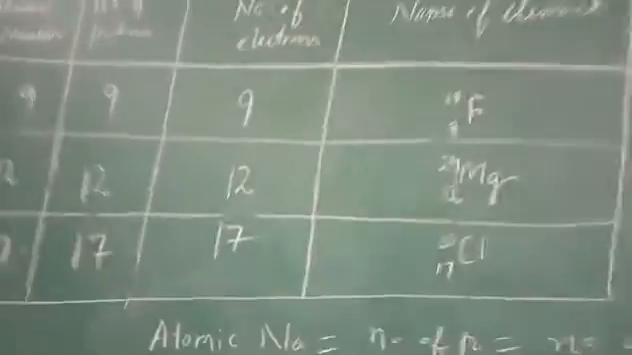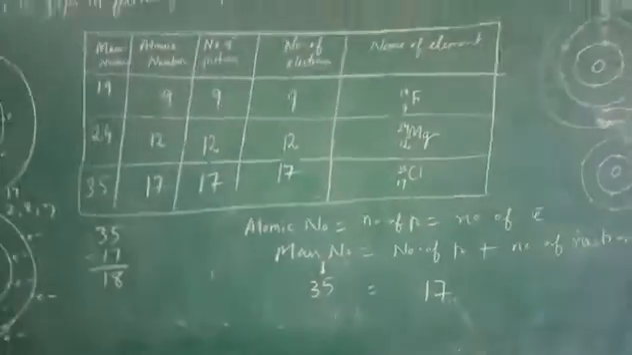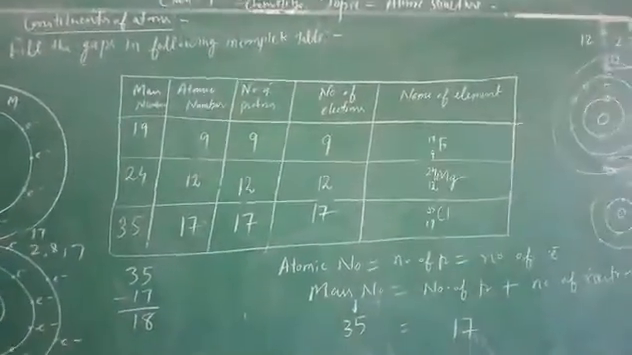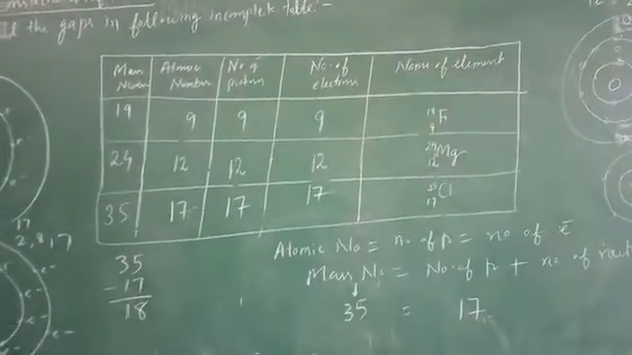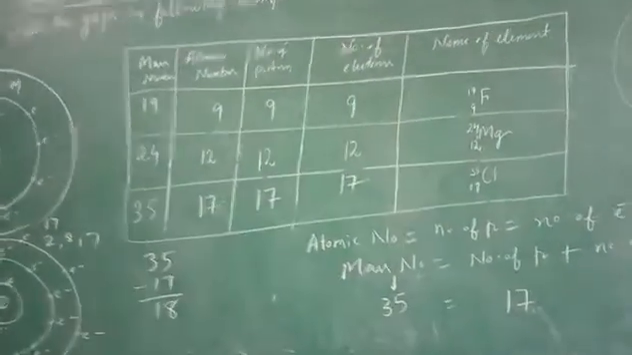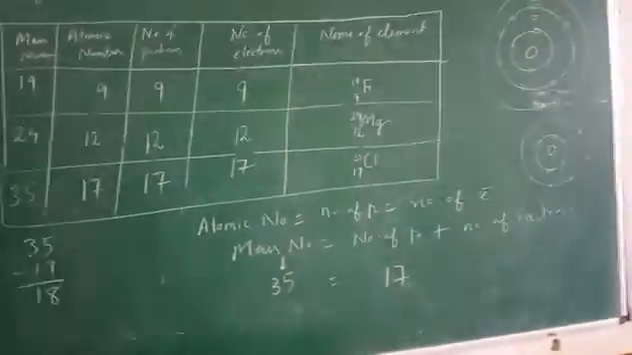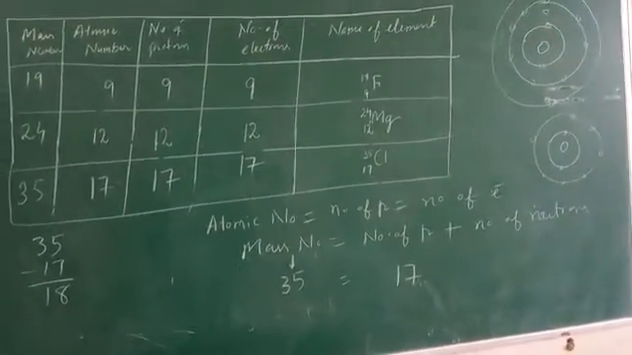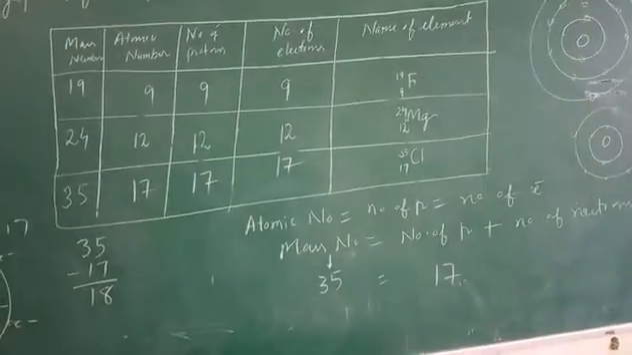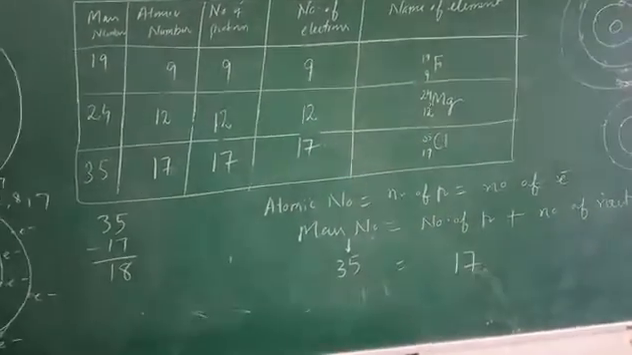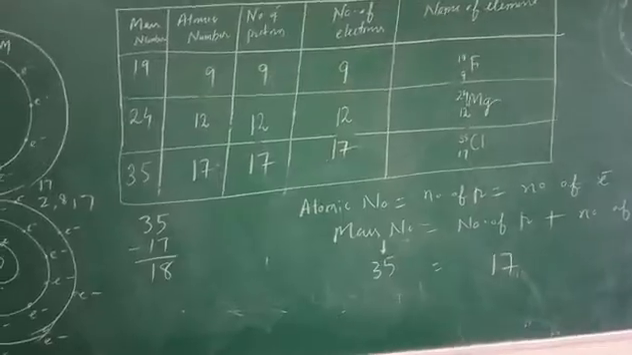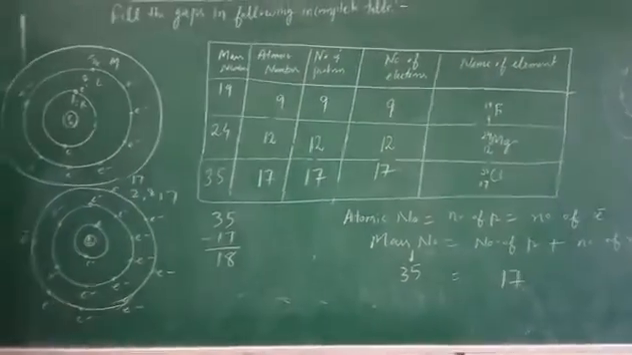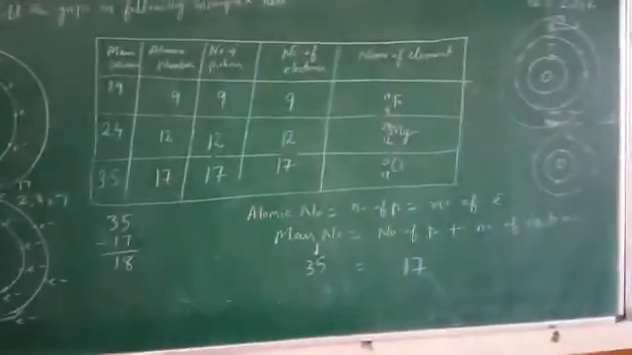So this is how we can fill the other vacant spaces by knowing the atomic number, number of protons, number of electrons. You can also find the number of neutrons. If you subtract number of protons from mass number, then you know the number of neutrons, or if you subtract number of electrons from the mass number, you can know the number of neutrons. So let us see how these electrons are filled in these elements or atoms.